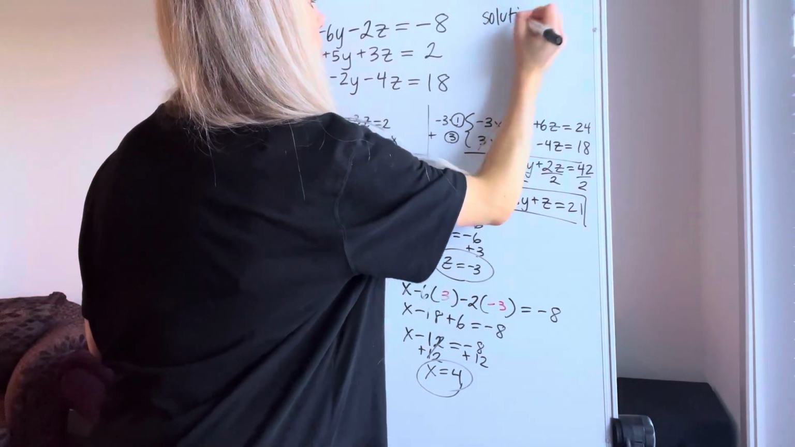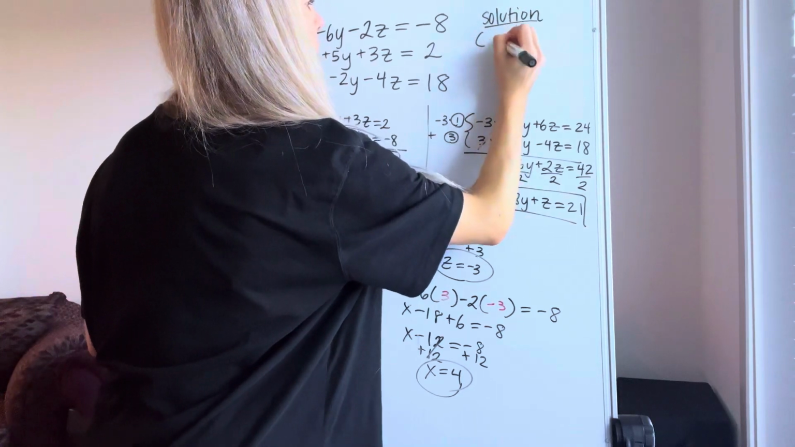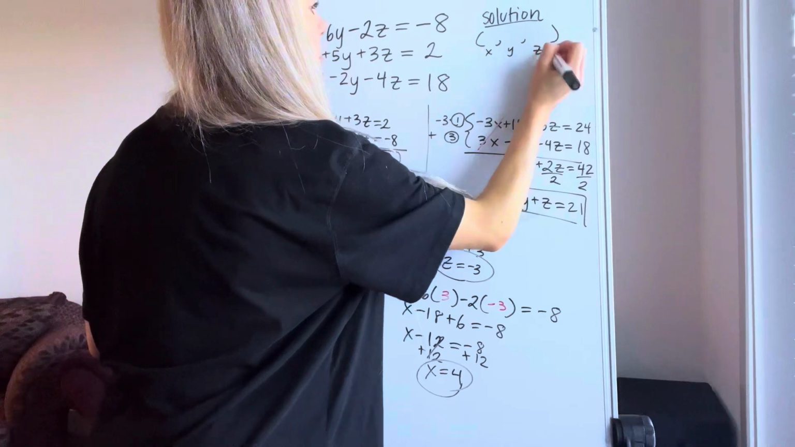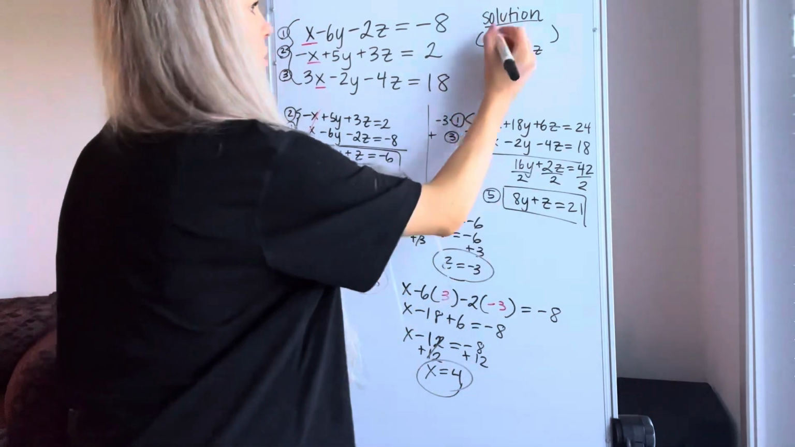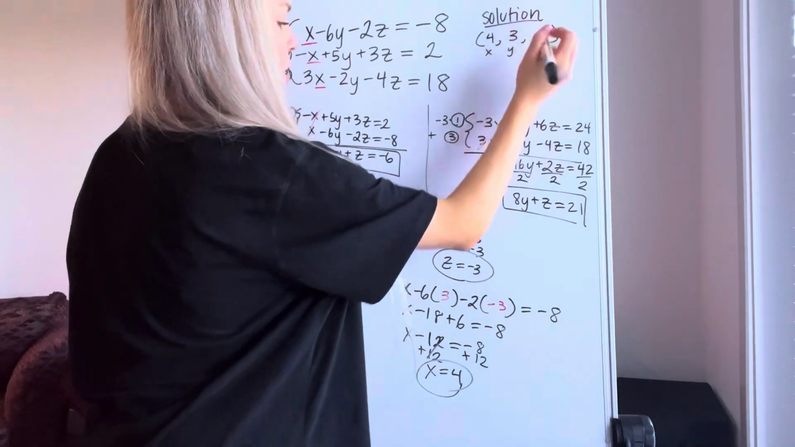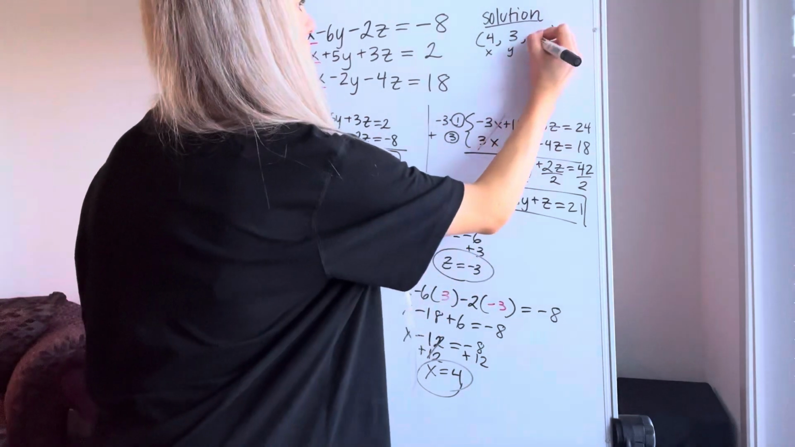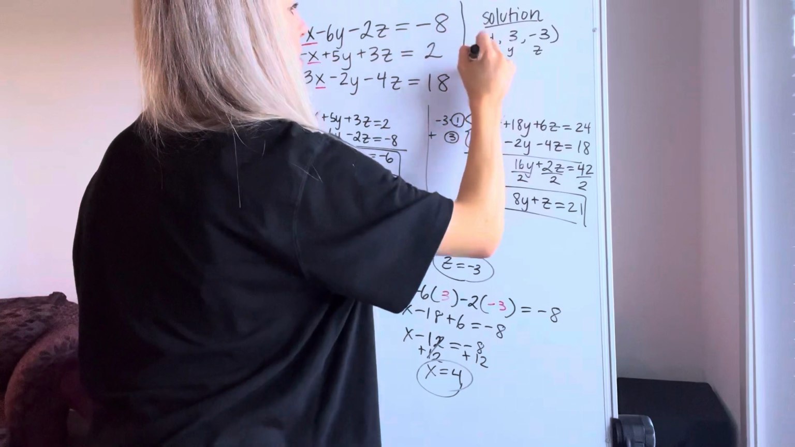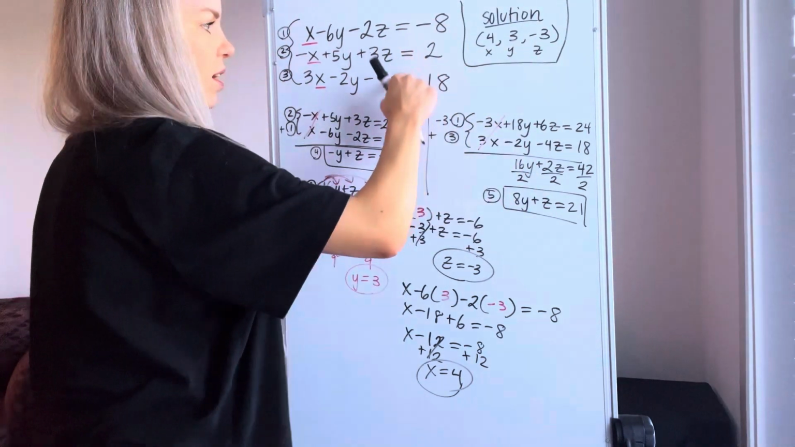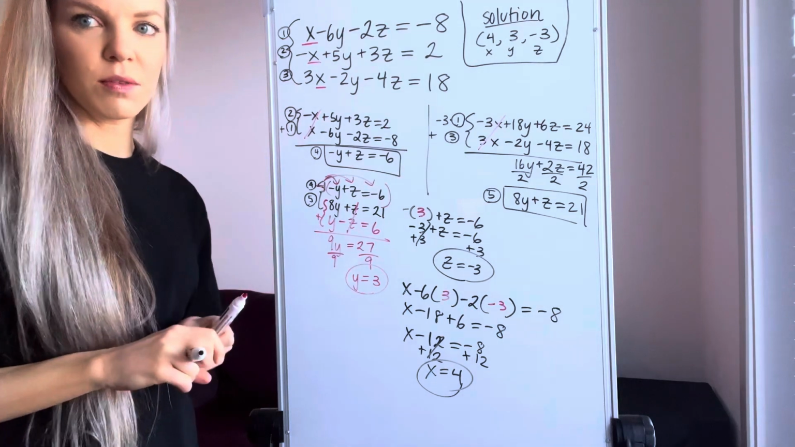Once you have your x, your y, and your z, you write your solution as an ordered triple. You have your x, then your y, then your z. So my x is 4, my y is 3, and then z equals negative 3. This would be the point of intersection of these 3 planes in the XYZ space, 3 dimensions.